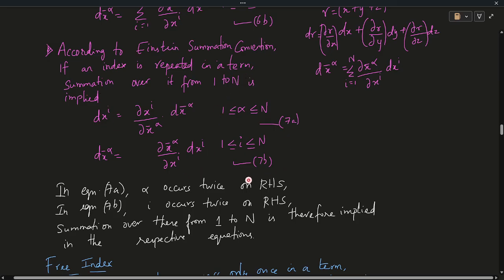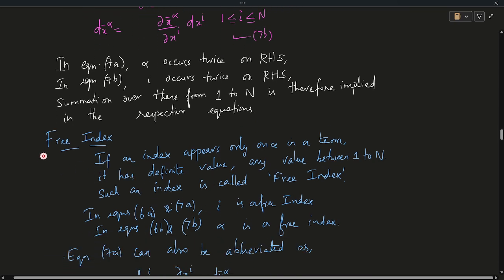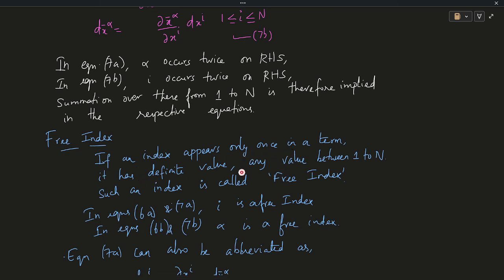In equations 7a and 7b, alpha repeats itself. Now we are going to learn what a free index is. What is a free index? If an index appears only once in a term, it has a definite value, any value from 1 to n. Such an index is called a free index.